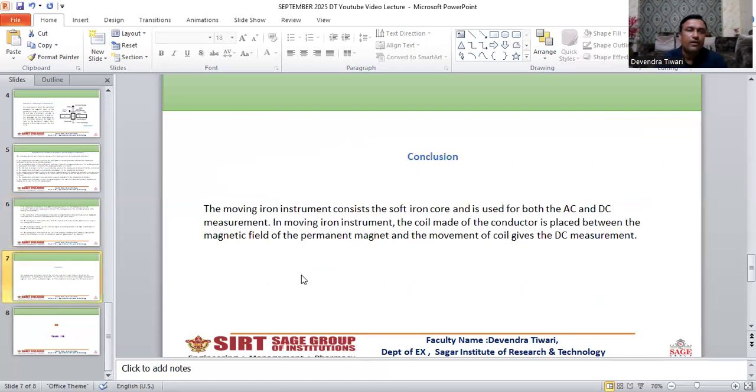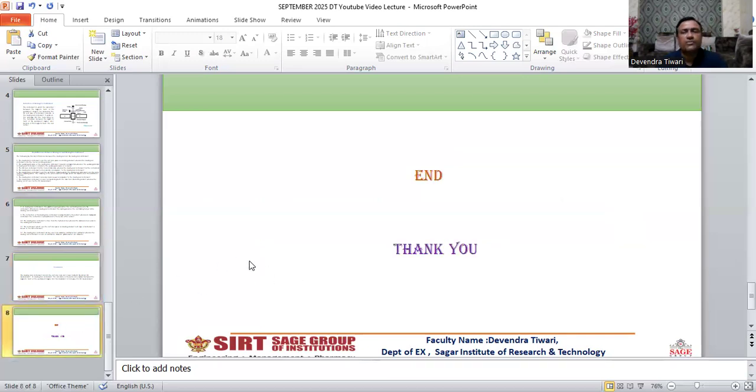So, conclusion. The moving iron instrument consists of a soft iron core and is used for both AC and DC measurement. And also, the moving iron instrument coil is made of conductors. In the case of the PMMC instrument, it uses a permanent magnet, and the movement of the coil gives the DC measurement. So, these are some key points on the differences.